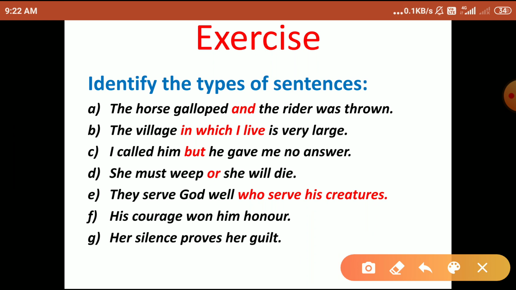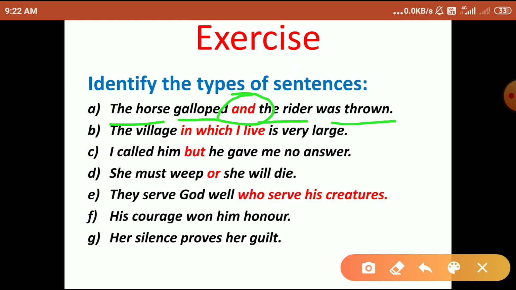See the first one: the horse galloped. The horse, subject; galloped, verb. So subject and verb, it's a clause. The rider was thrown. The rider, subject; was thrown is the verb. So both are clauses and they are joined together by "and". The horse galloped, complete sense. The rider was thrown, complete sense. Both these clauses are of equal rank and are joined by "and". So "and" is a coordinating conjunction. What type of sentence is it? It is a compound sentence.